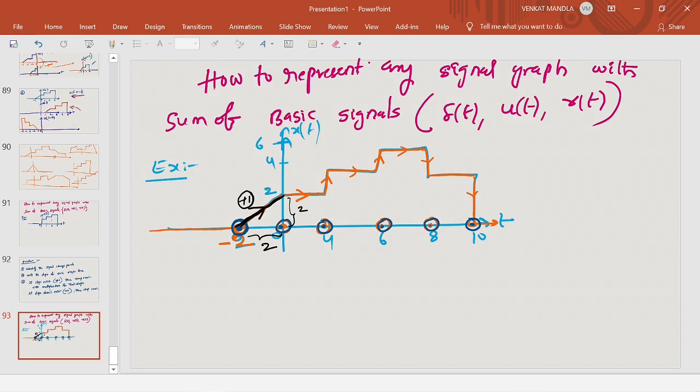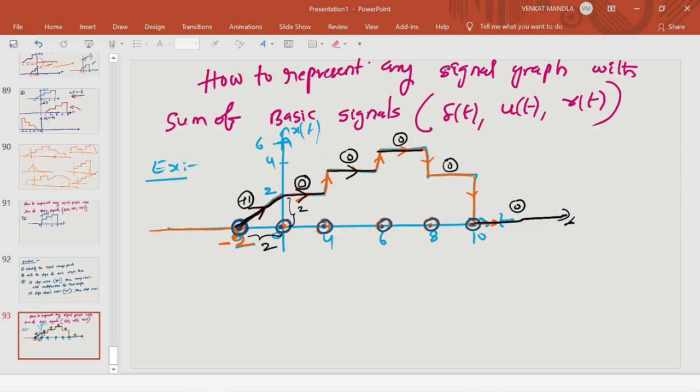Positive 1, and from 0 to 4 this is the line, it has slope 0. A horizontal line has slope 0, but for vertical lines you don't need to represent the slopes, they have infinity. Then 4 to 6 we have 0 slope, 6 to 8 we have 0 slope, 8 to 10 we have 0 slope, and 10 to infinity we have 0 slope. So this is the second step.